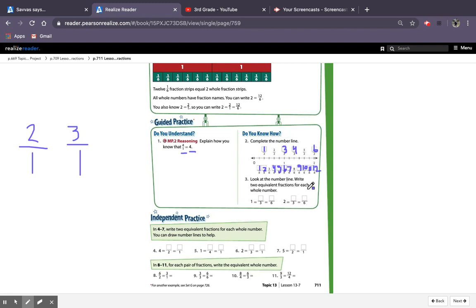So that's all we have to do, complete the number line for this. We don't have to do anything else. We don't have to name equivalent fractions. If you wanted to, just find the fractions that meet and line up with each other, and those are some equivalent fractions for you.